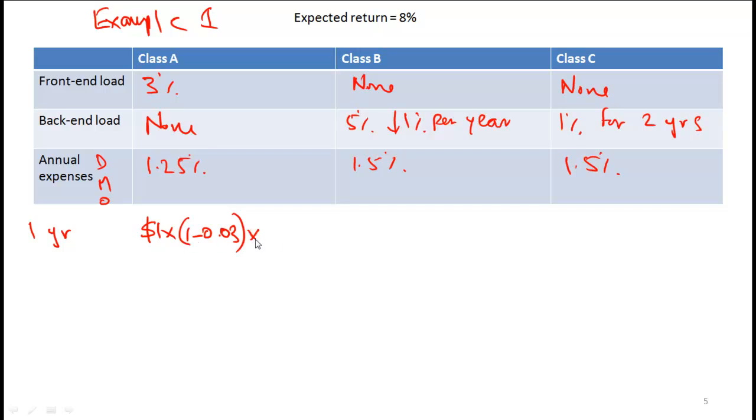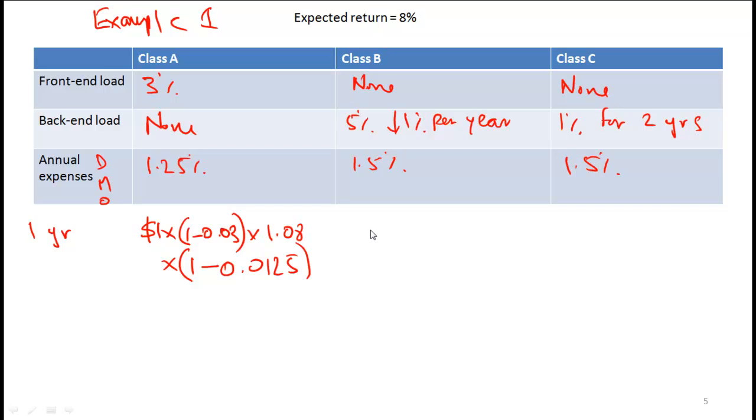And then assuming that this grows at 1.08, so that means this is growing by 8%, but we also have our annual expense of 1.25%, so we will multiply this by 1 minus 0.0125. So you can do the maths, and you can also check this in the curriculum, but this is how much money you will have after 1 year if you invest in class A shares.